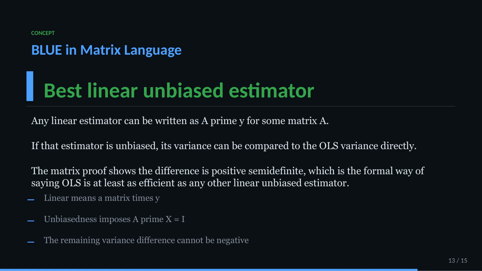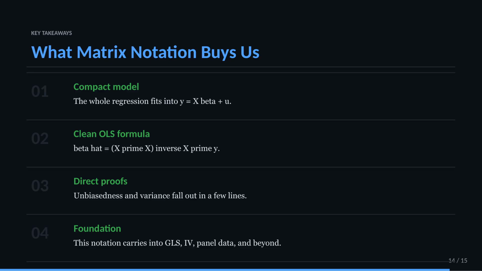So the big takeaway is not that matrix notation changes econometrics. It does not. The big takeaway is that it gives us a better operating system for econometrics. The model becomes y equals X beta plus u. The estimator becomes beta hat equals X prime X inverse X prime y. The assumptions, the unbiasedness proof, the variance formula, and the BLUE result all become easier to organize. Once this notation feels natural, later topics stop looking like disconnected tricks and start feeling like extensions of one coherent framework. Matrix notation is really just a more powerful way of expressing ideas you already know.